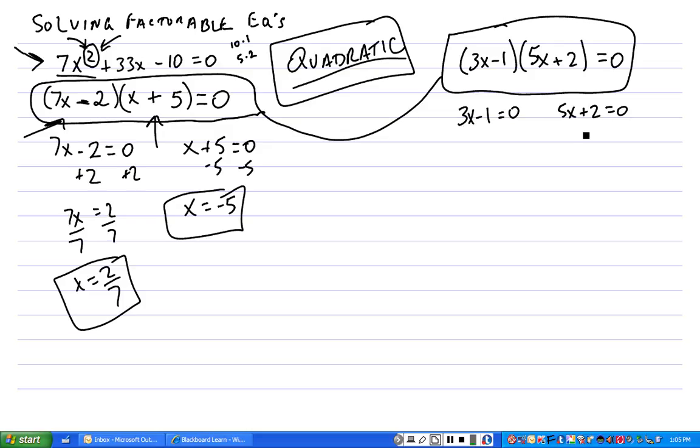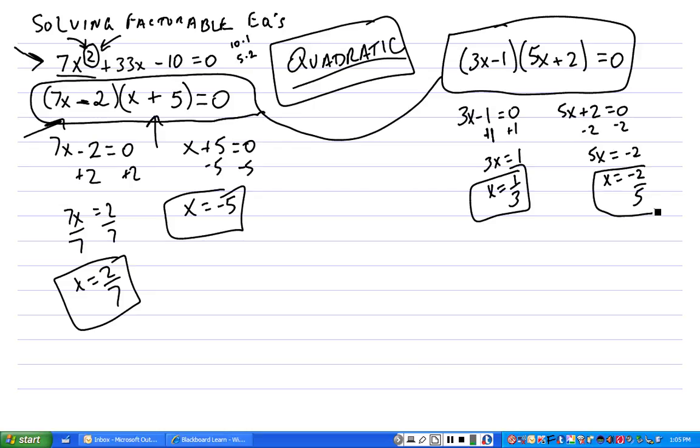Alright, minus 2, plus 1, plus 1. So I have 3x equals 1, 5x equals negative 2. Divide by 5, x equals negative 2/5. Divide by 3 over here, x equals 1/3. So these would be my solutions.